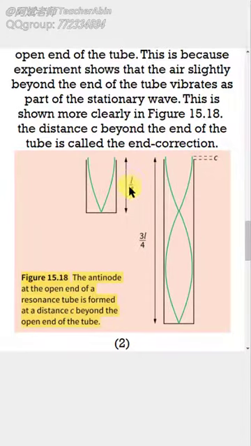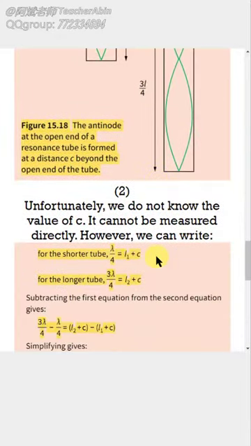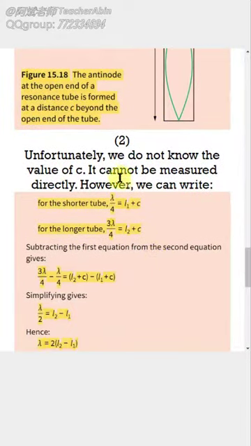Now I'll ask you, if you calculate the wavelength from the length of the air column without accounting for the end correction, how is your result? Is it smaller or greater than the true value? Or is it exactly the same as the true value? Yes, the value of the wavelength you get is smaller than its true value. So how to reduce this error? The bad news is we do not know the value of c.